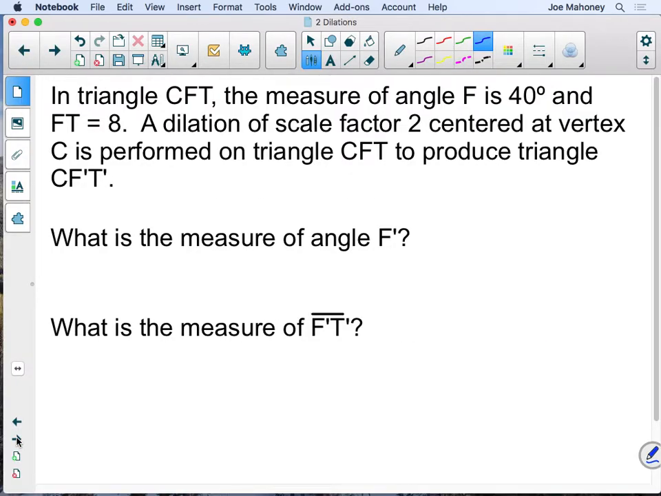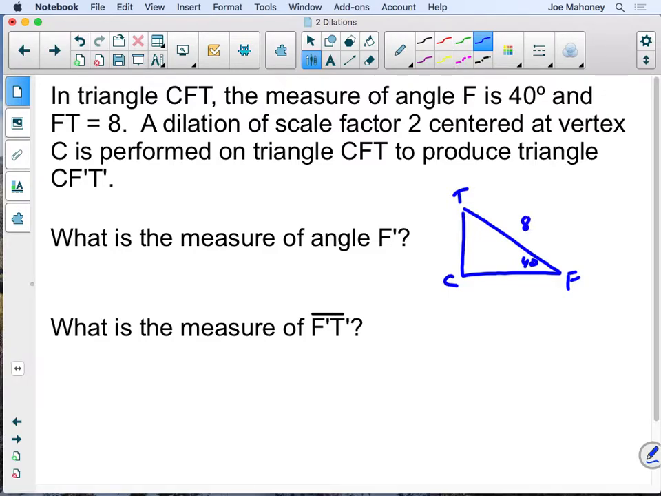That's the big idea. So I got a triangle here. Do you think you could read through this and then figure out the measure of angle F prime and the measure of segment F prime T prime? So let's just draw this figure, triangle CFT. Maybe it looks something like this. Here's triangle CFT, angle F is 40, and segment FT has a length of 8.